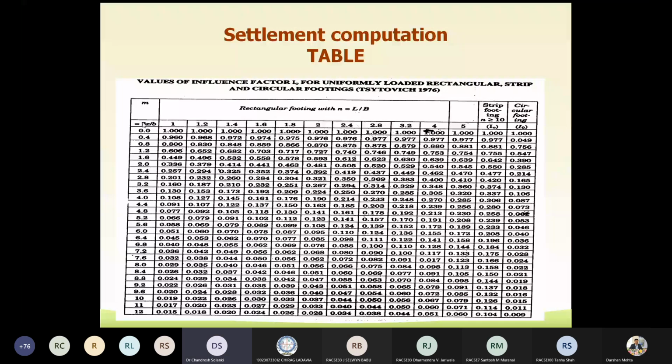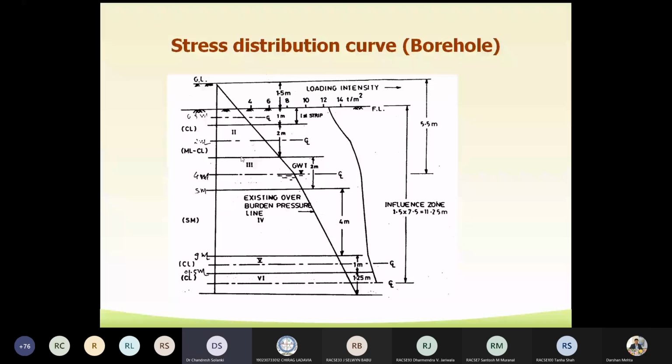We do have the existing overburden pressure line here for the given problem. There are 6 layers lying below the foundations, below the 1.5 meter depth below the ground level. Out of the 6 layers, 5 layers are of the CL clay, and 1 layer is of the silty sand. So in such circumstances, in case of the clay soil, we will have to compute the consolidation settlement.